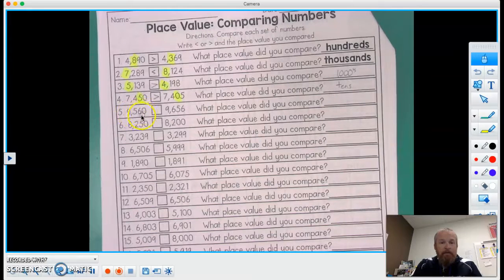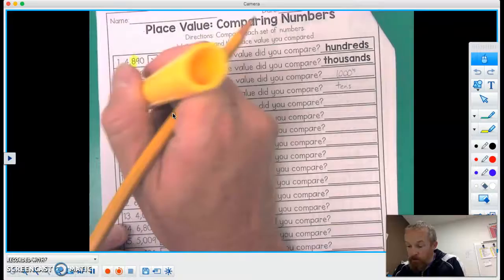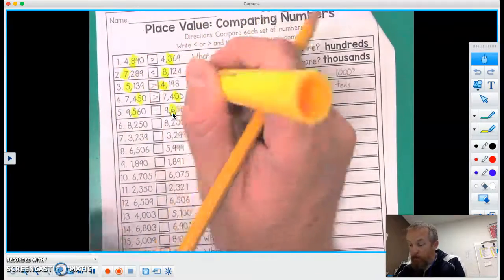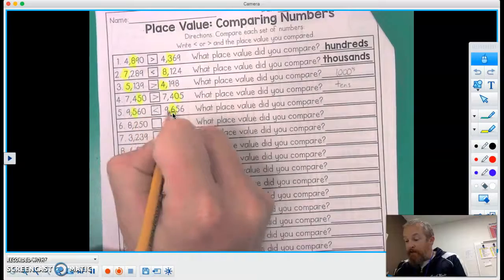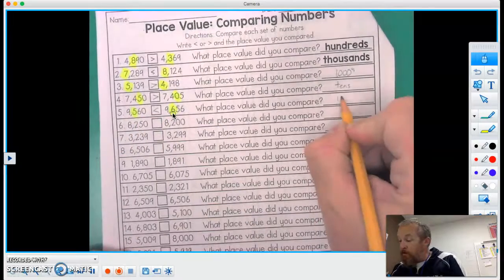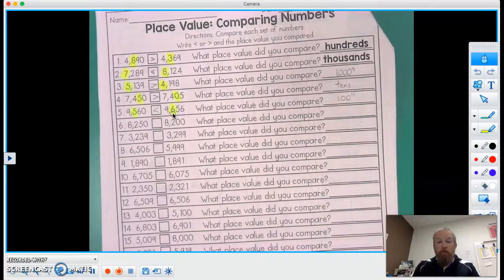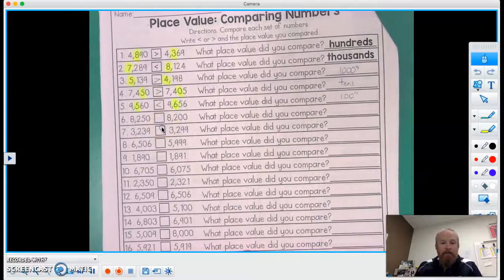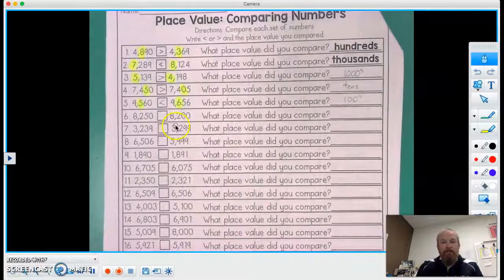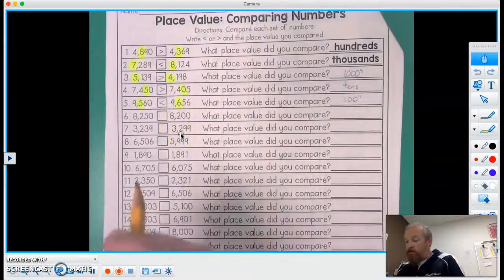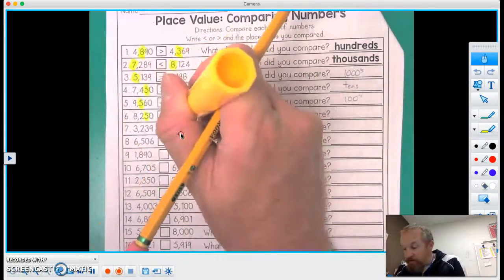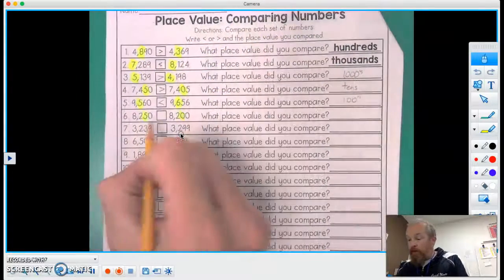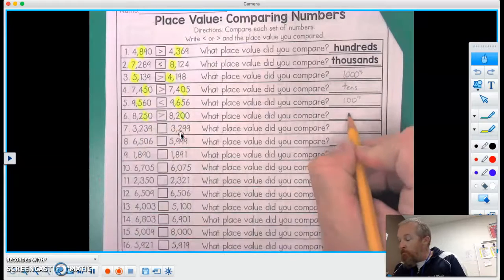All right, 9,500 and 9,600. So we're comparing the hundreds column, okay? And 5 is less than 6, so hundreds. Next, 8,250 versus 8,200. The first two digits are the same, so we're going to go down into the tens place, and 5 is greater than 0.